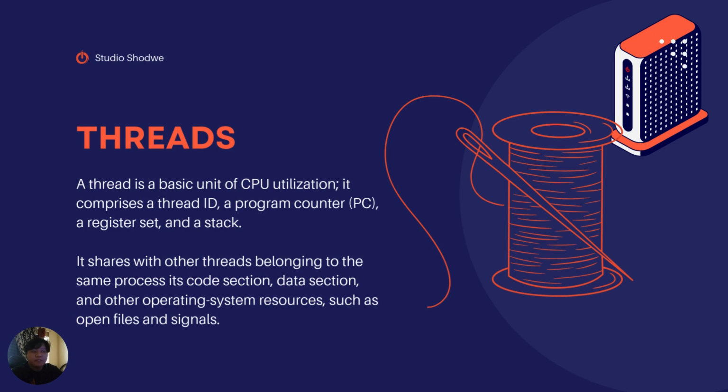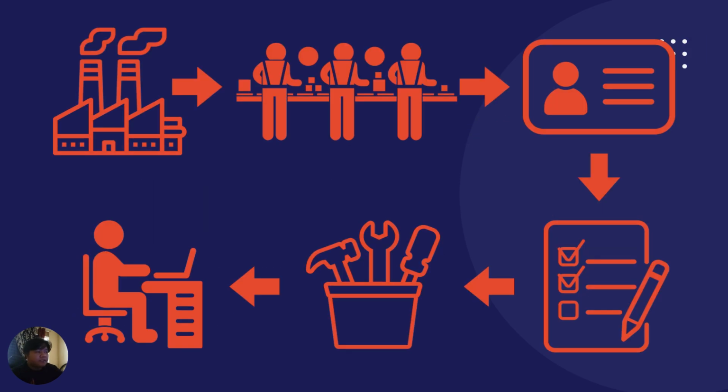Threads are basically a basic unit of CPU utilization. It comprises a thread ID, a program counter, a register stack, and a stack. So basically, let's illustrate this using this illustration. The factory right here is like the CPU, the workers are the threads. This specific ID is the thread ID of these workers, the to-do list, and the program counter. The tools you can see there are the registers, and the last picture is like the workspace or the stack.